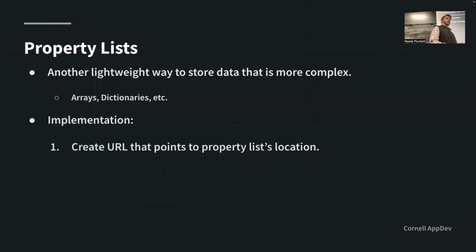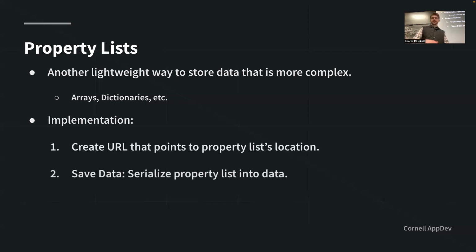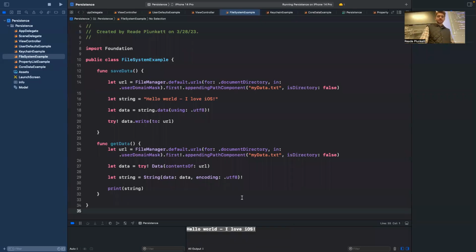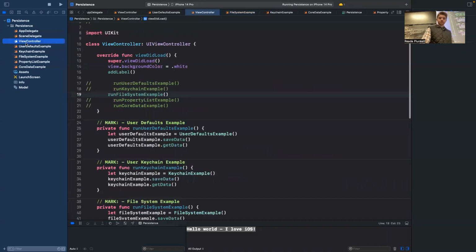The implementation is as such. Once again, we create a URL that points to a property list location, where we want to store this property list. Then we save data by serializing that property list into data, and we retrieve data by serializing data back into our property list. I'll go over that again in code so it's a little more concrete. For now, let's go back to our example and jump over to our view controller. We'll comment out our run file system example, and then comment out our run property list example.